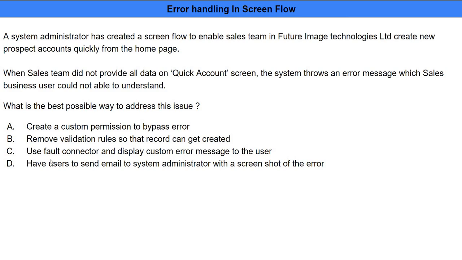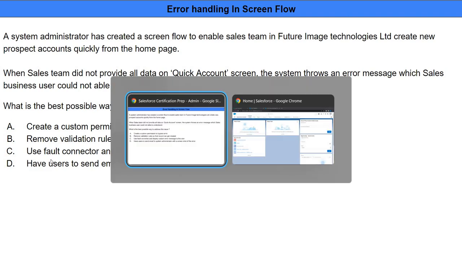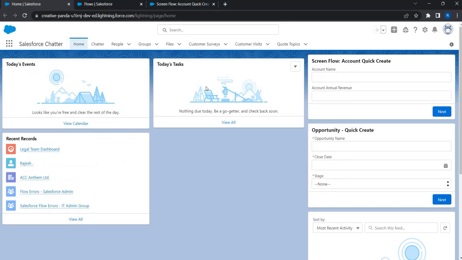So let me first demonstrate the problem, and then we'll talk about how we can solve this and what is the right option here. So this is the example. On the home page, I have a screen to quickly create a prospect account. I have to enter the account name, enter the annual revenue of the prospect account, and then click on next to save it.